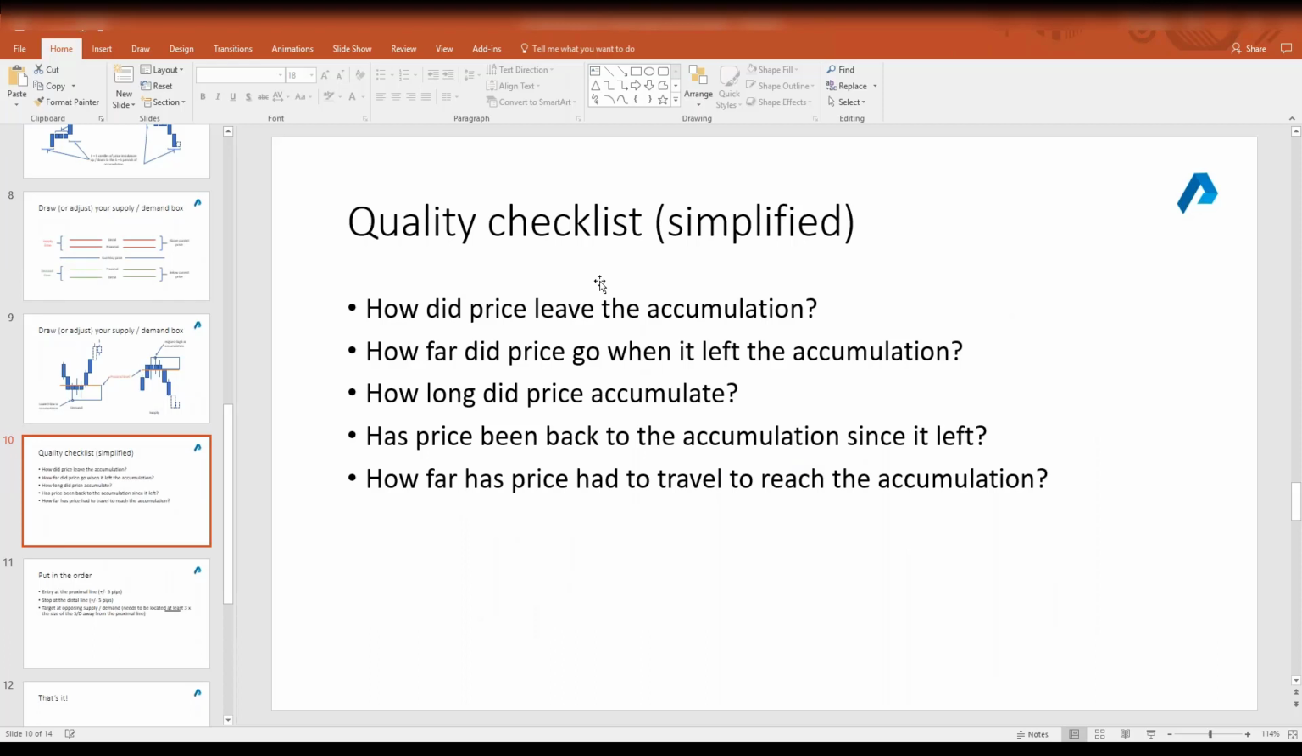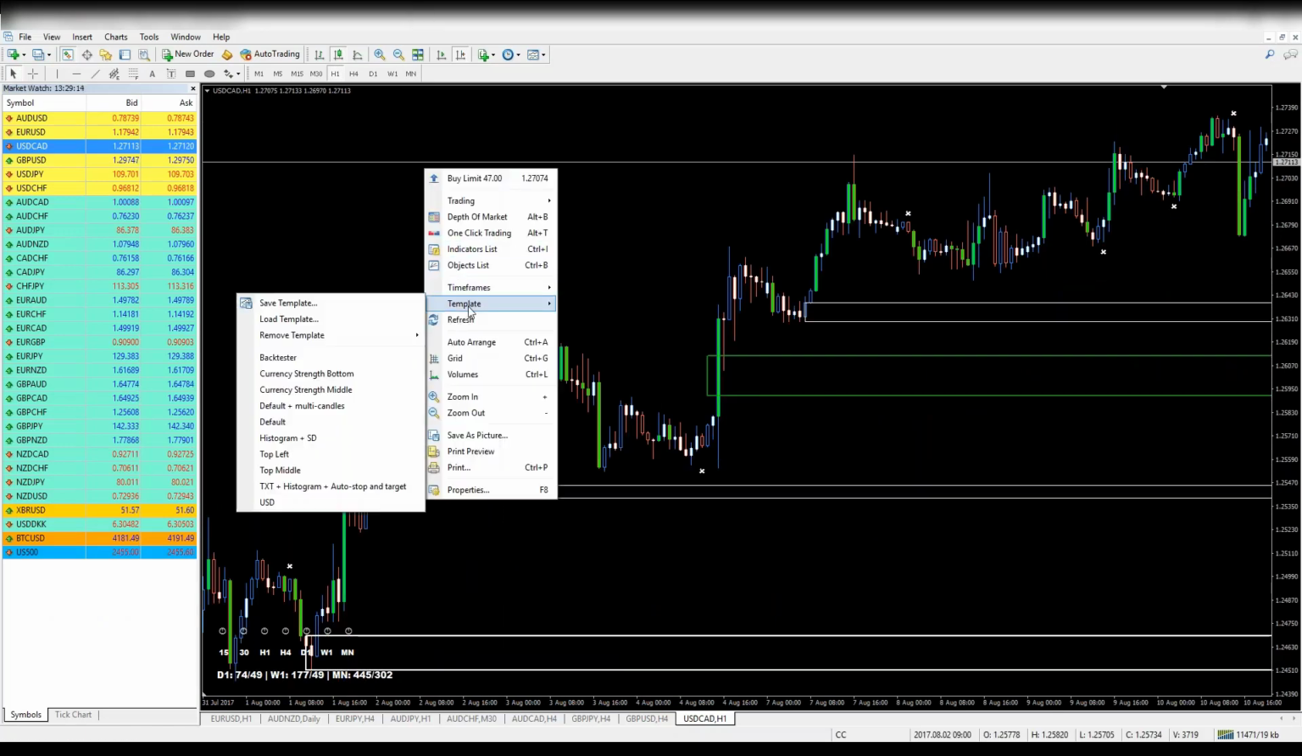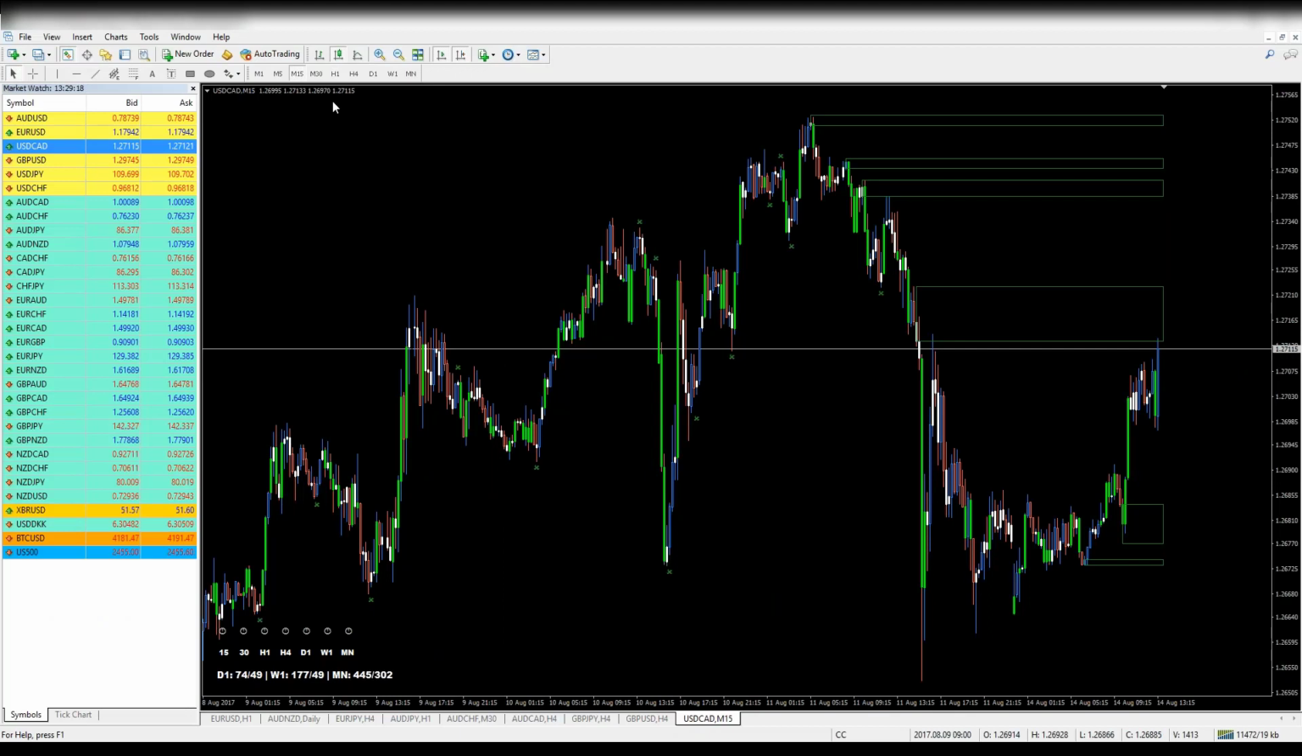Now we have the quality checklist, and I've got it on my whiteboard here. So you take a look at the way price left the area. This is super important. How did price leave accumulation? So if we clear this off, we go to the 50-minute chart, and you can see that we have this one here. How did price leave here? You can see that price left pretty nicely.